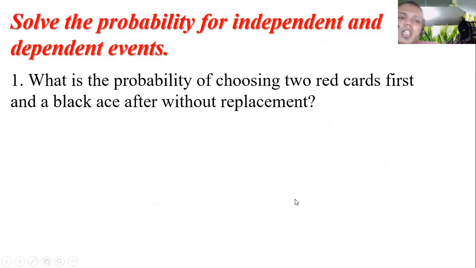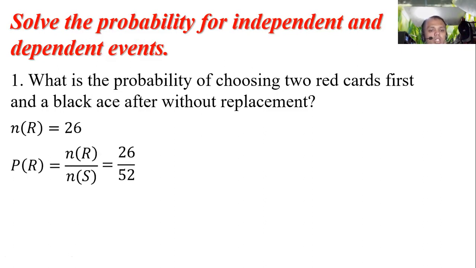Now, let us have an exercise. Solve the probability for independent and dependent events. What is the probability of choosing 2 red cards first and the black ace after without replacement? Okay? 2 red cards tapos black ace after without replacement. Okay. So sa red cards natin, all in all, we have 26, no? Number of events. Then we have 26 over by 52, or in lowest term, we have 1/2.